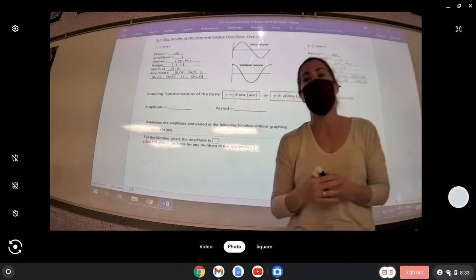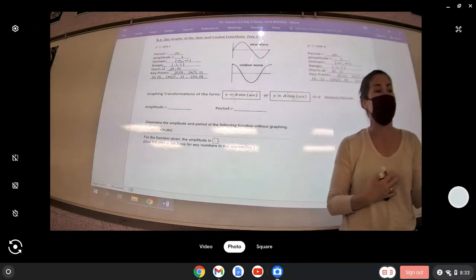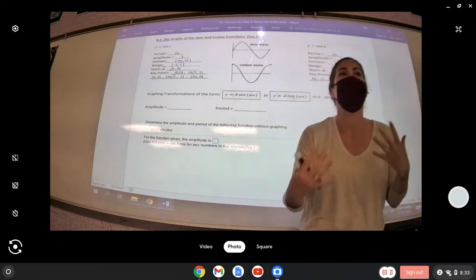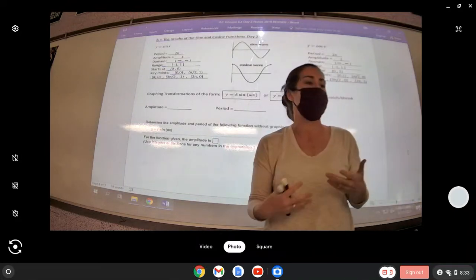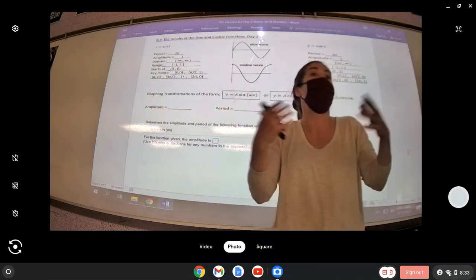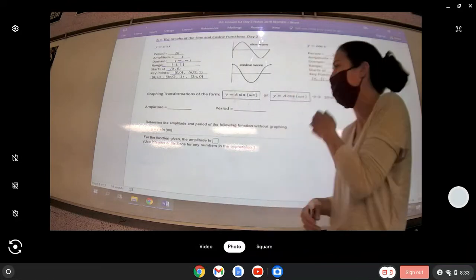And then if you stretch or shrink your graph horizontally or vertically, you have the potential to now change the amplitude or now change the period. So these are the things they want you to be able to identify. Which change? The amplitude, the period, both? What is the new amp? What is the new period and whatnot?